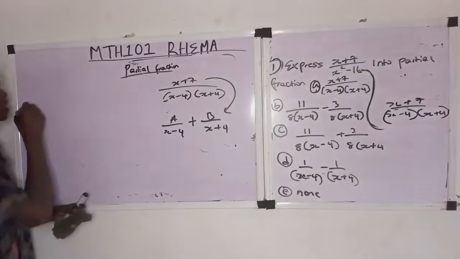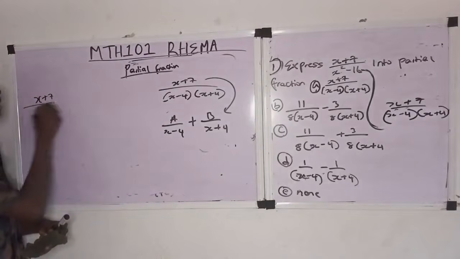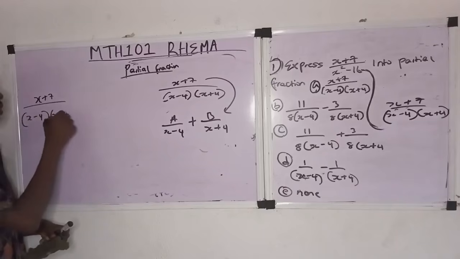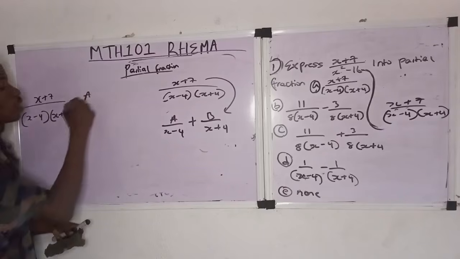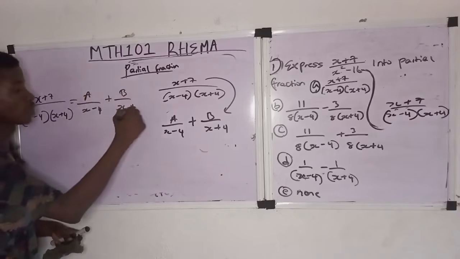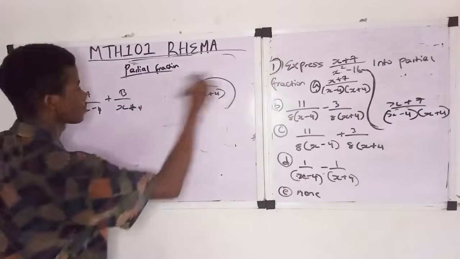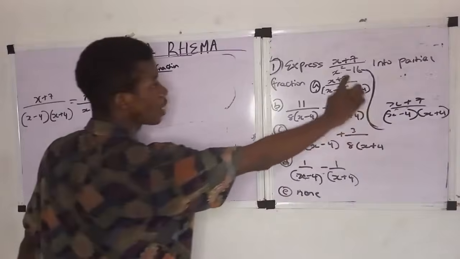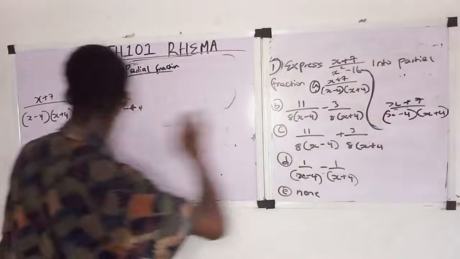So therefore we have something like this: (s plus 7) divided by (s minus 4)(s plus 4) is equal to A over (s minus 4) plus B over (s plus 4). Okay, yes. This is how we decompose. So this is how to decompose partial fractions.